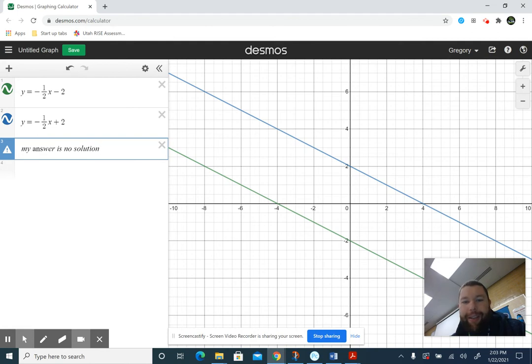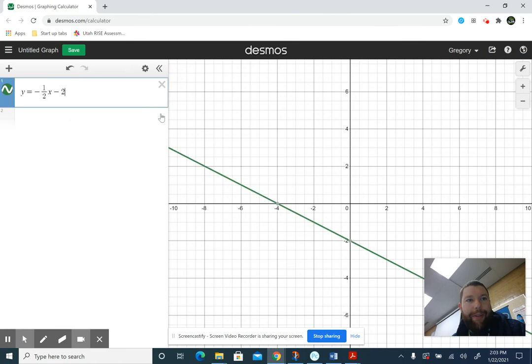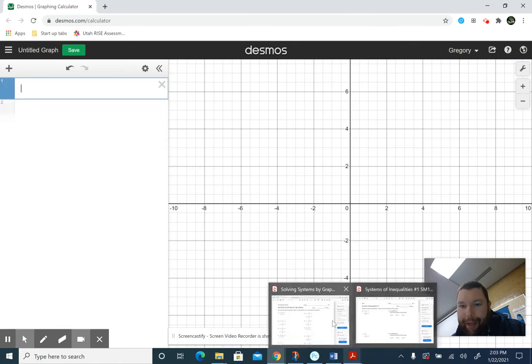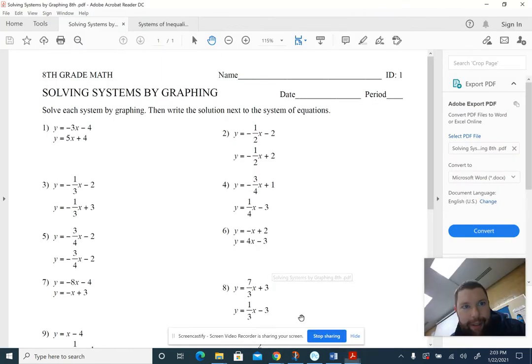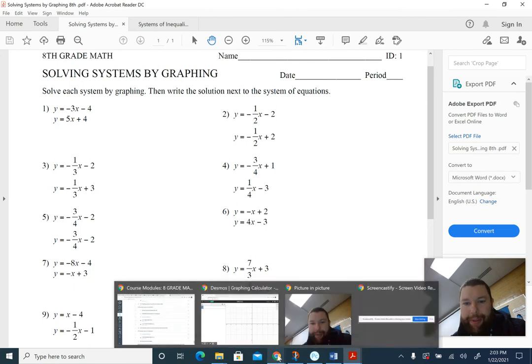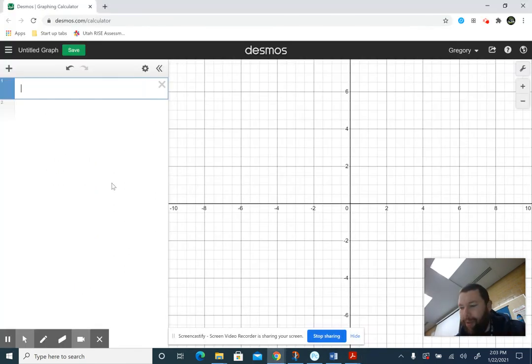Okay, let's look at another example here. So I'm going to X all these out, just to delete them. Okay, and let's go back and look at our next problem. So let's look at number 4. Y equals negative 3 over 4x, and y equals 1 over 4x minus 3. So let's go back to Desmos and let's put those in.